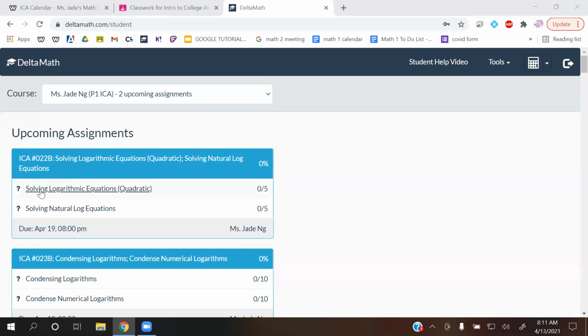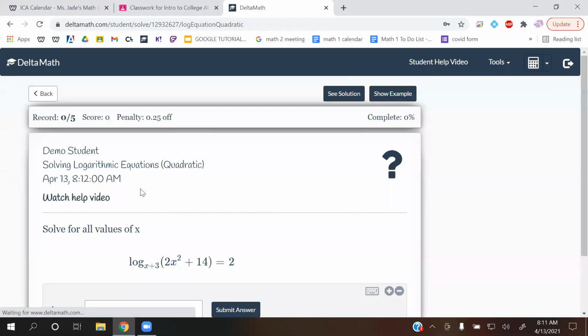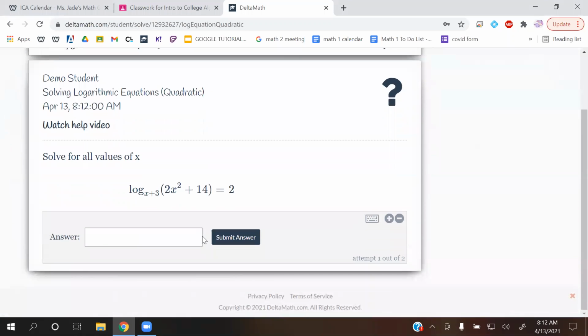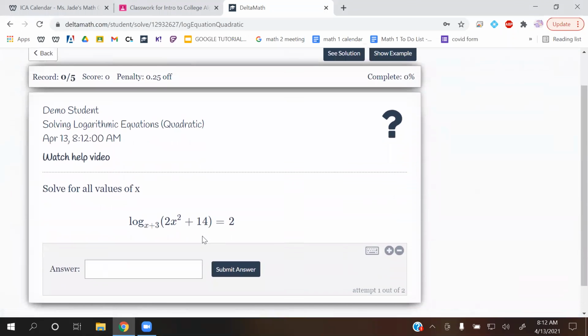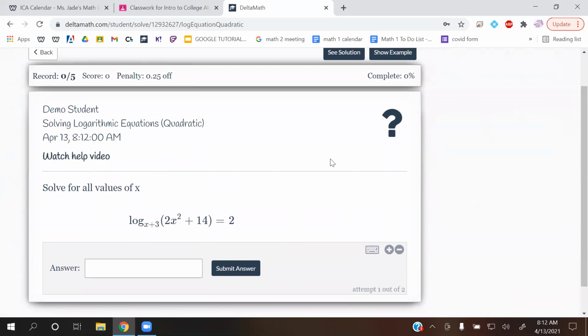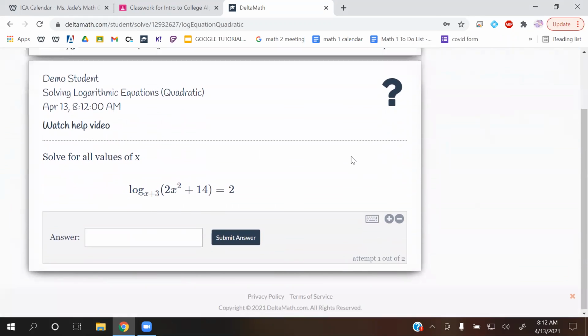So our first category today is solving logarithmic equations quadratic. So let's click on that. And then, of course, if you like to work on your own, there's a watch help video and there's a show example, but I'm going to go through a few examples together.